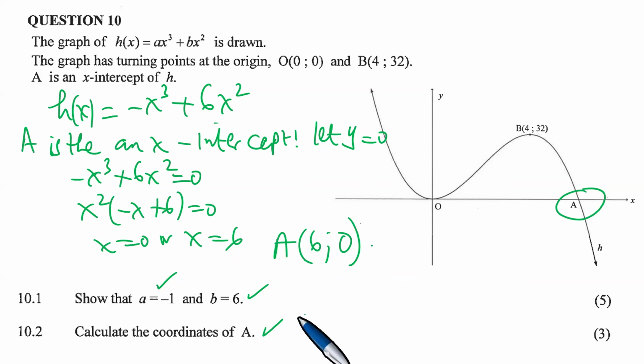So here we would say the coordinates of A are 6 and 0. Right, so you can ask a question if you have, and we move on to the next one.